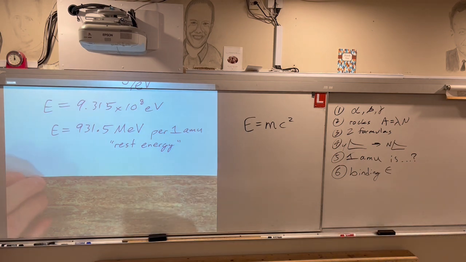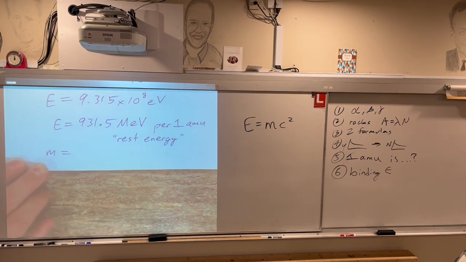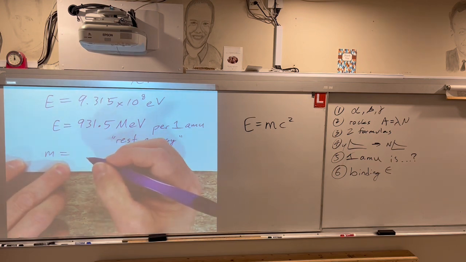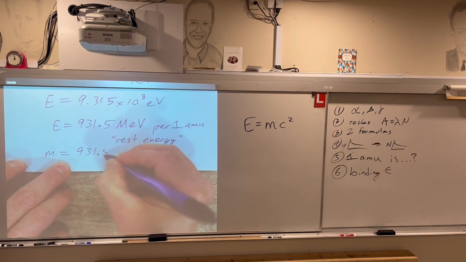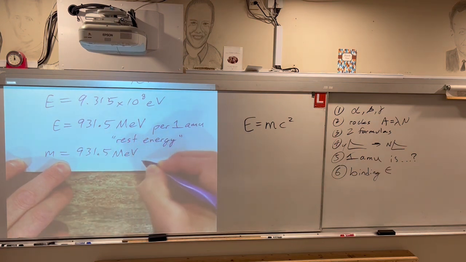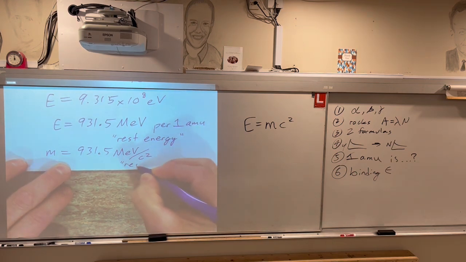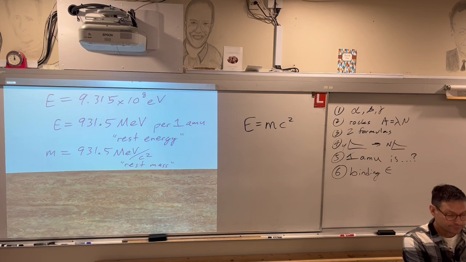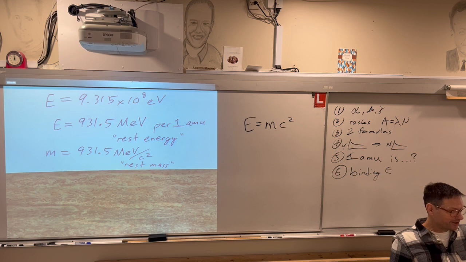Now here's the weird thing. If you want the mass, us physicists being inherently lazy, say, well, if we want mass, we can just say that it's 931.5 mega electron volts per c squared. It's the same number. And this is our rest mass. How did you get that? I just put the c squared underneath the MeVs. That's the number.